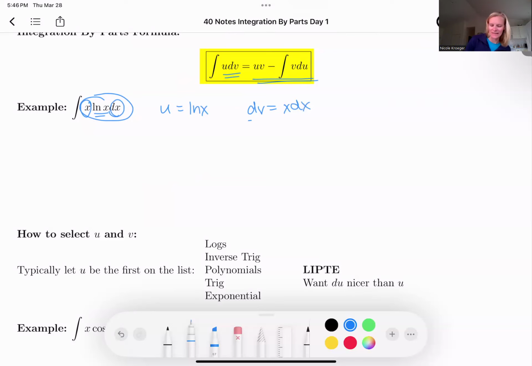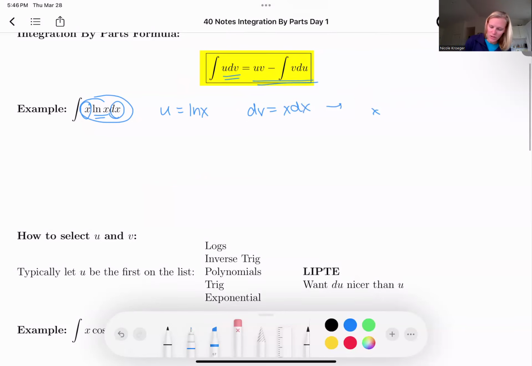We notice that dv has a dx in it, and this is okay. This is kind of like dv over dx is equal to x, kind of like what we did with u substitution. Okay, so the first thing that we always have to notice is that these two pieces, the u and the dv, should multiply together to give me what I have inside my original function.